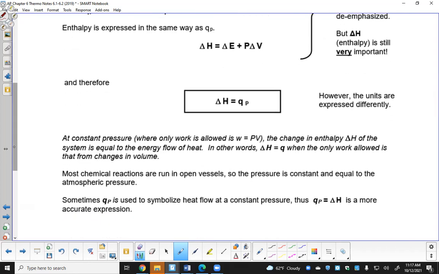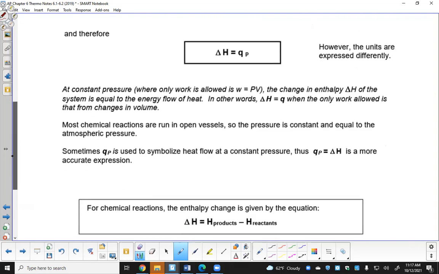At constant pressure, where work is only allowed as P times V, the change in enthalpy, or delta H, of the system is equal to the energy flow of heat. In other words, delta H is equal to Q, where the only work allowed is that from changes in volume. Most chemical reactions run in open vessels, so the pressure is constant and equal to atmospheric pressure. We're also not going to be doing a lot of reactions that would involve work being done, so we can basically keep this pretty simple.